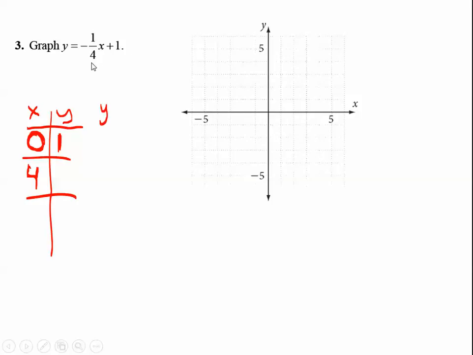Let's actually do the work here. Negative 1/4 times 4 plus 1. The 4's become 4/1. That makes a negative 1 plus 1.